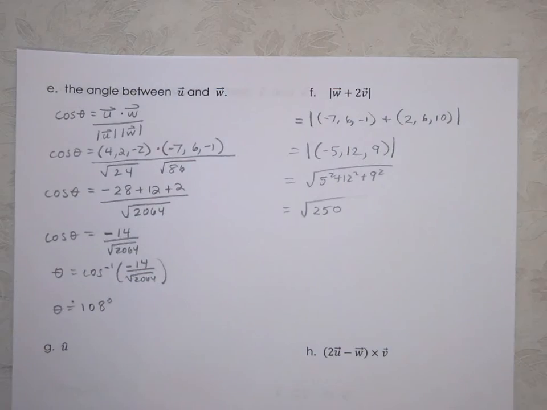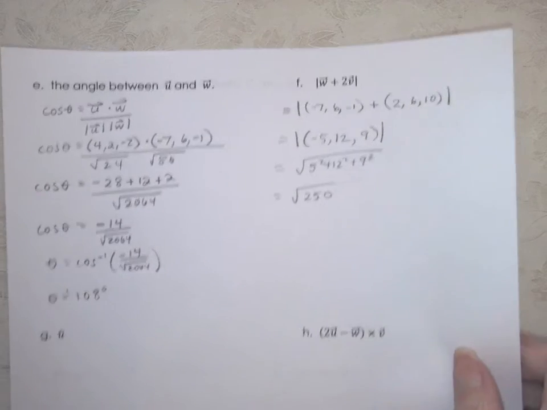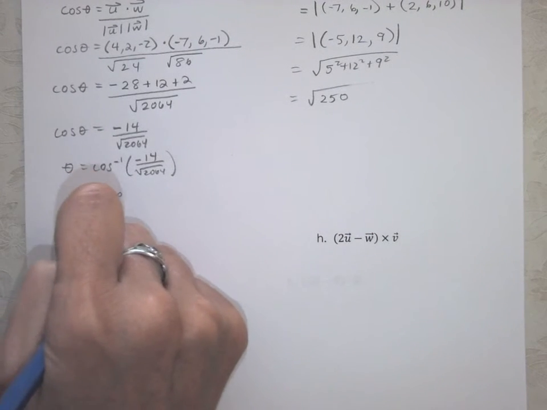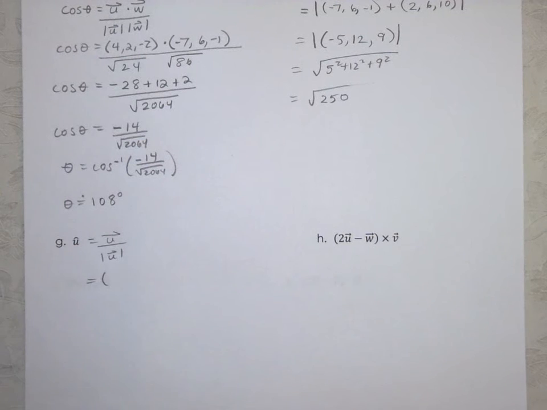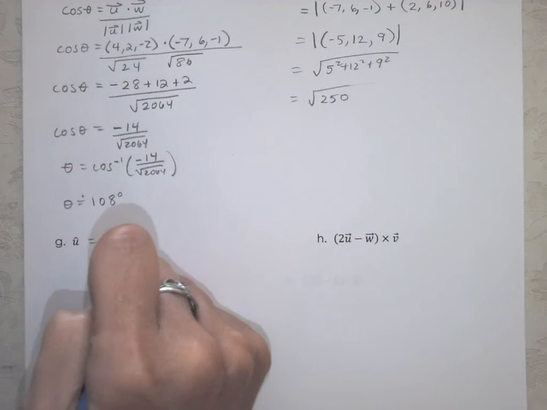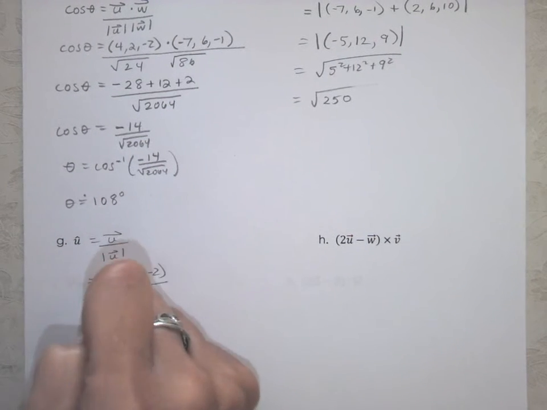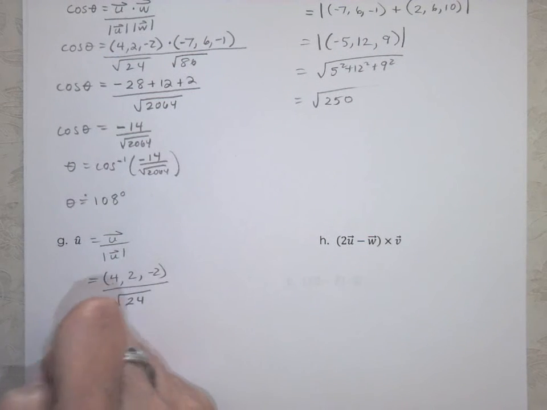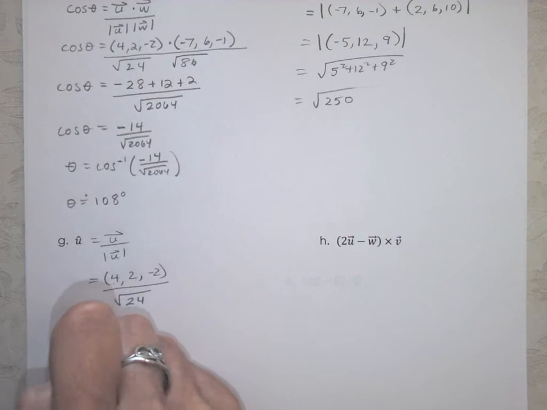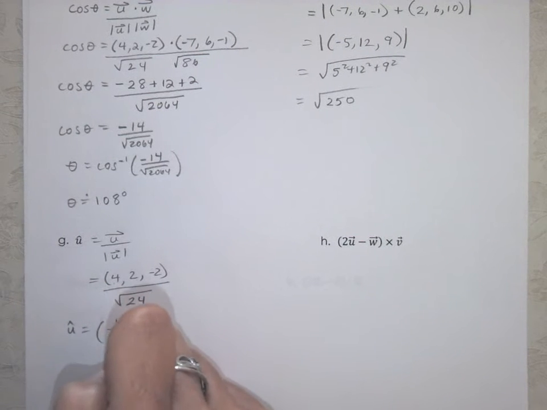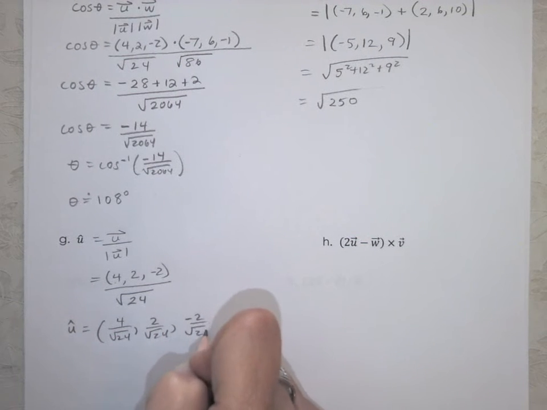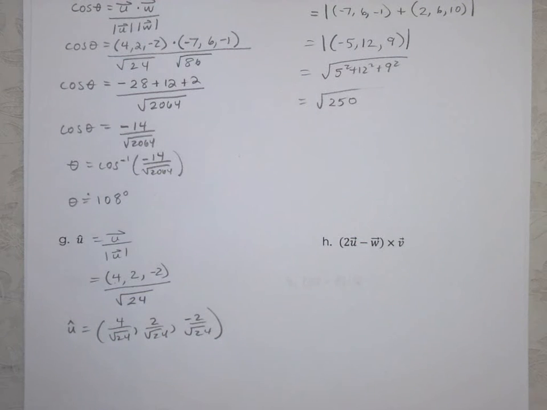So that's our answer, a number: the magnitude of the sum of those vectors. U hat, we know, is going to be vector U divided by its magnitude, and vector U is 4, 2, negative 2, and its magnitude would be the square root of 24. So vector U hat is going to be 4 over the square root of 24, 2 over the square root of 24, negative 2 over the square root of 24. And again, that's a vector.